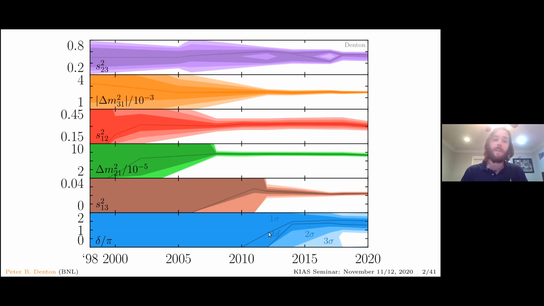And delta is the last parameter to be measured, and in fact, it has to be the last parameter to be measured. And the reason is because if any of the other parameters are 0, then delta is non-physical. And so now we're just starting to get some hints. We know it's probably not in this region down here between 0 and pi, but that's about all we can say. So that's where we stand today.